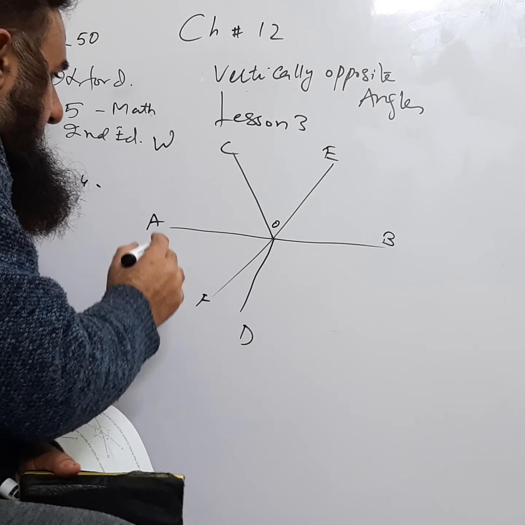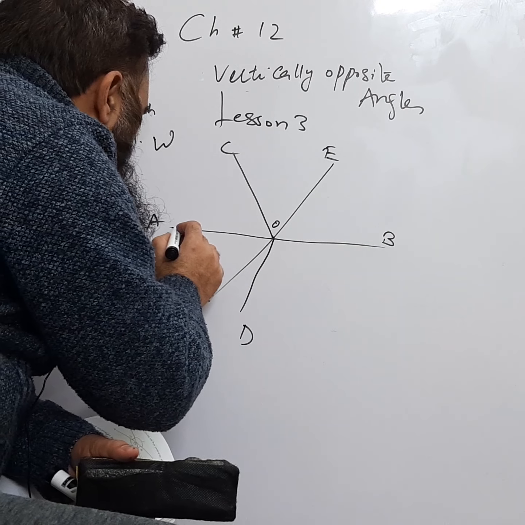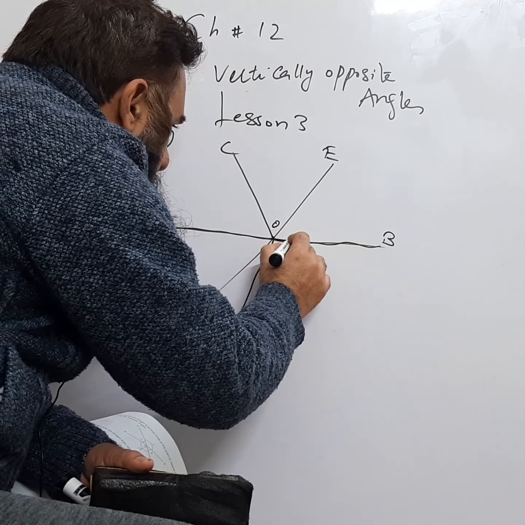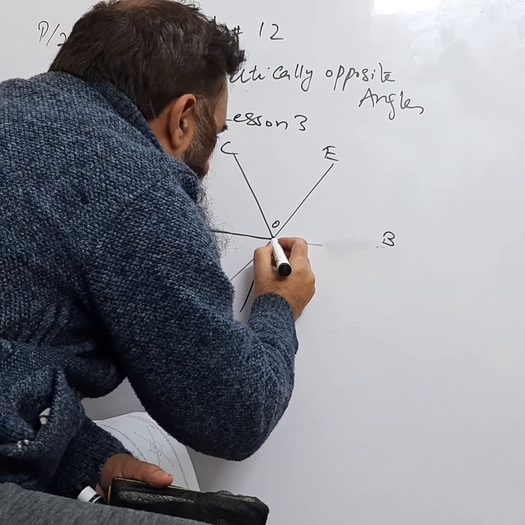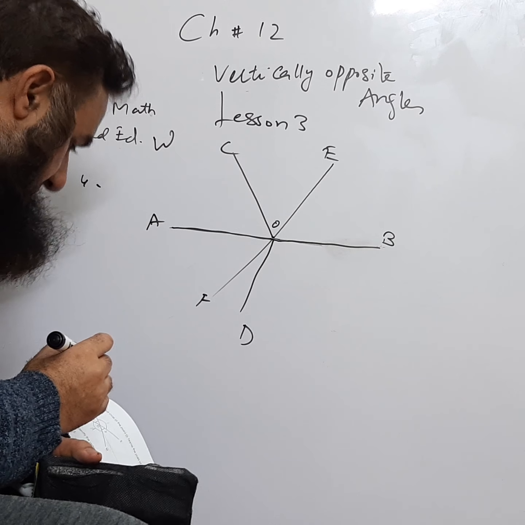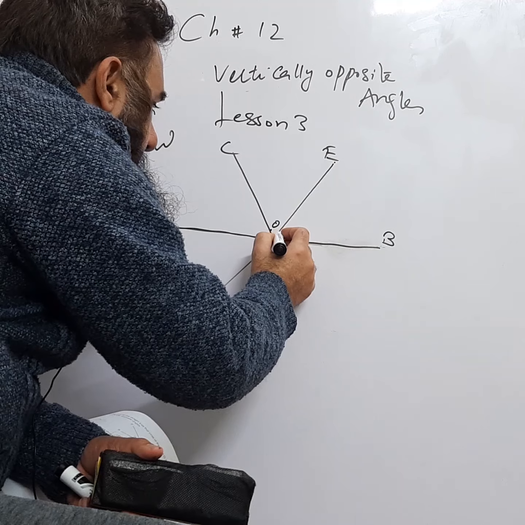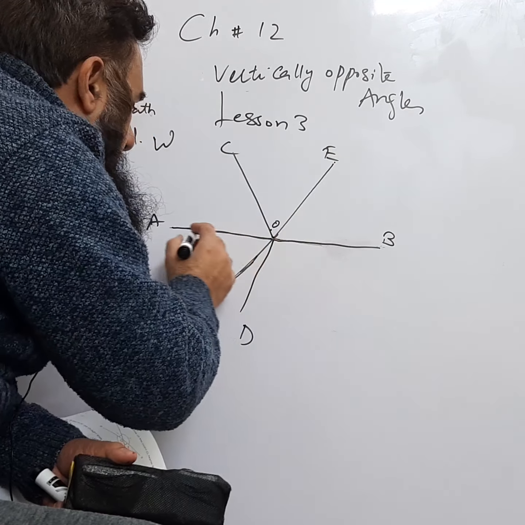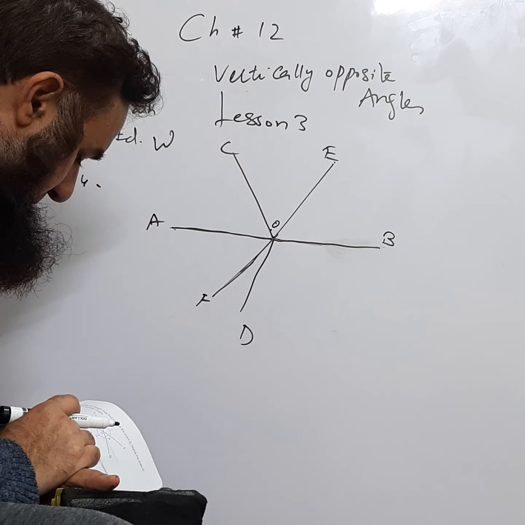AOB, what is AOB? This is AOB. This is a straight line. They are saying this is a straight line, okay? EOF are straight lines. EOF. This one is like this. This is a straight line and this is a straight line. Identify the vertically opposite angles.